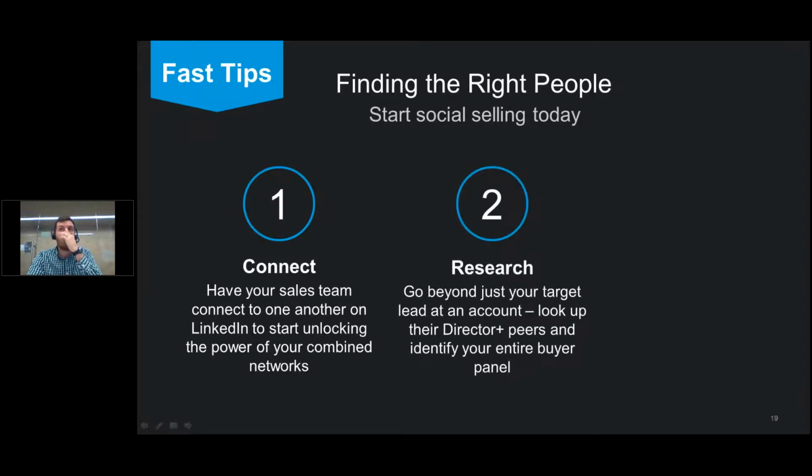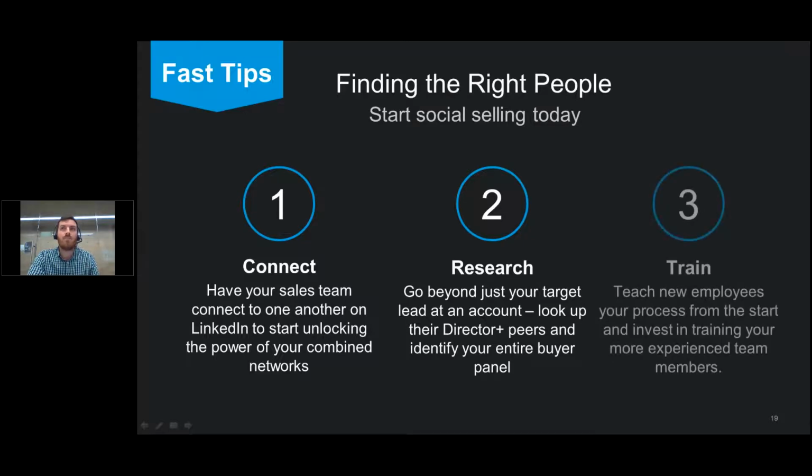Second is doing your research. So really going beyond, all right, here's the key roles, but what do those key players do? What's their life like? What's their history like? Did they share a university with you? Did they share an article recently on LinkedIn? You can dive into that to really learn the buyer.